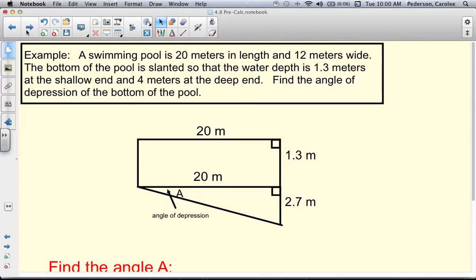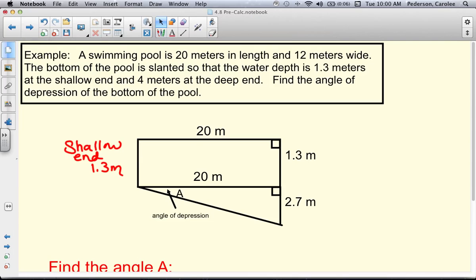Don't need to write the entire example down, that's also in your textbook. I drew a picture for you. I would draw the picture instead. So here's a swimming pool. It's 20 meters in length. There is a deep end and a shallow end. This side is the shallow end, and it has a depth of 1.3 meters.